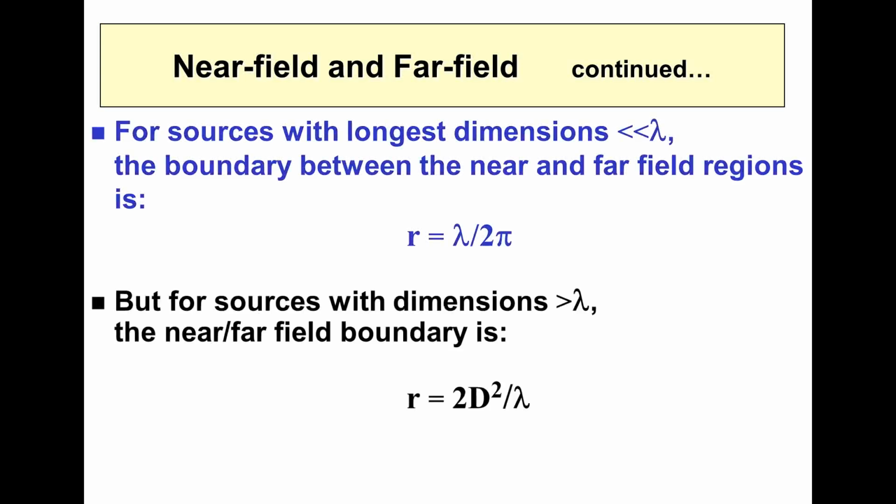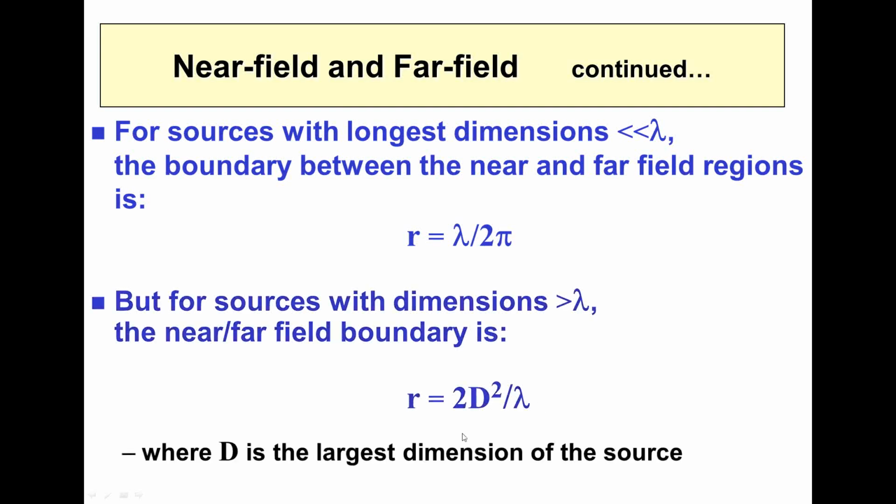But if we have sources which are large compared with the wavelength, and this is almost anything if you measure it at 18 gigahertz, for instance, where the wavelength is only about, what? About 20 millimeters or something. A bit less than that. The near field, far field boundary is 2d squared over lambda, where d is the largest dimension. We don't care about d if it's much smaller than the wavelength, but if it is bigger than the wavelength, then we do care about it.